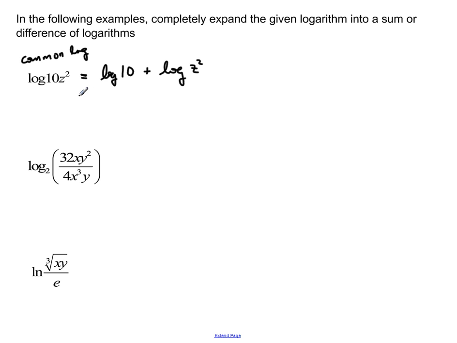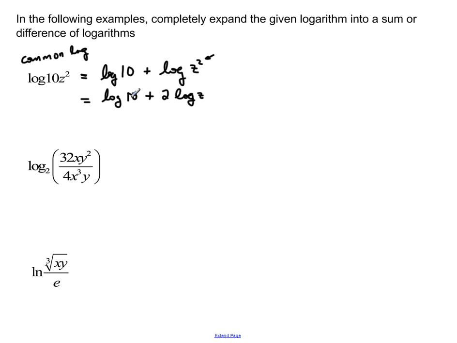So let's rewrite it once again. There is another rule that can be used right here if you recognize that we also have an exponent going on over here in this expression. So what we really have right here is the logarithm of 10 added to 2 times the logarithm of z. So now is there anything else that can be done?